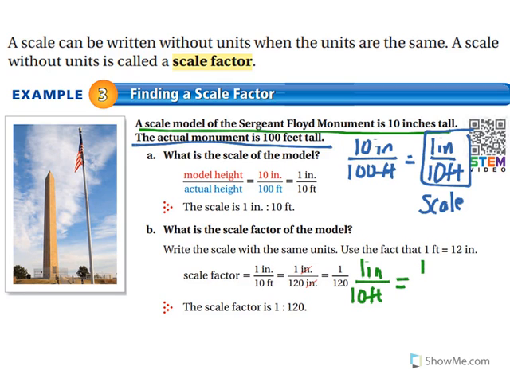So by doing that, 1 inch represents 1 inch. And there are 12 inches in a foot. So we're going to do 10 times 12, which will end up getting us 120 inches. Now, if we could simplify now, we would, but it's already been simplified. So the answer would just be 1 over 120. And so the scale factor is telling us that that model is 1/120th the size of the actual monument. That's all scale factor is telling you.